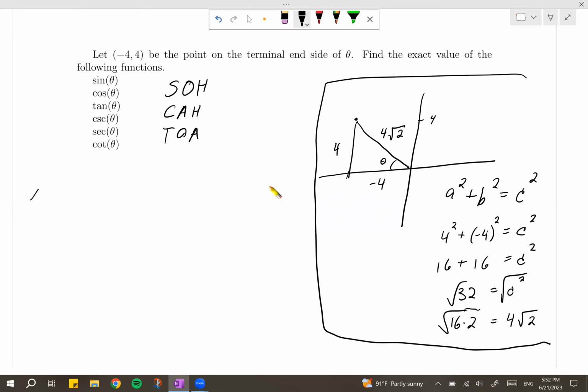So sine of theta is opposite over hypotenuse. Right, the opposite side of theta is this +4. All right. So opposite is 4 over my hypotenuse is 4 on the square root of 2. I can reduce and get 1 over the square root of 2. And then multiply by the square root of 2 over the square root of 2 to get square root of 2 over 2.